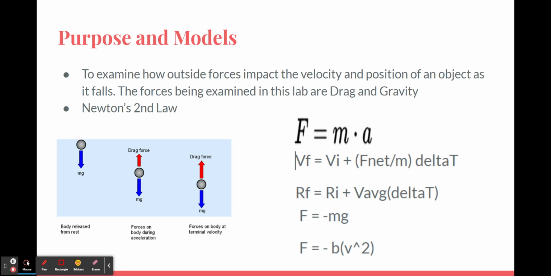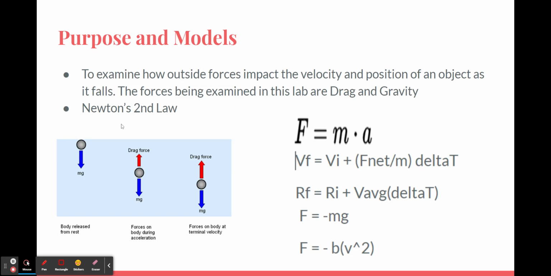So on the right, we have five equations. The first being Newton's second law, F equals ma. The second being the updated velocity formula. The third being the updated position formula. The fourth being the force of gravity, as you see, negative mass times gravity. And the fifth being the proportion of B. We're going to be using that later in our computational model.